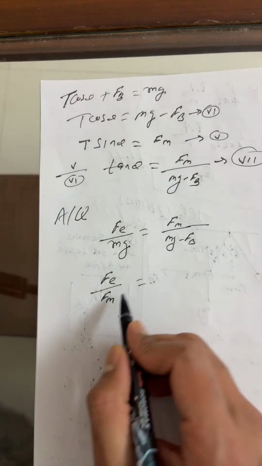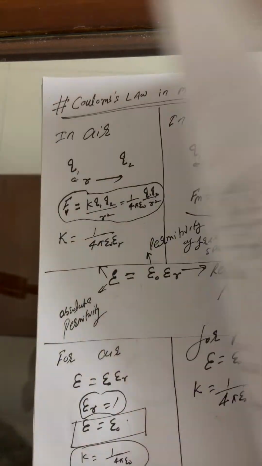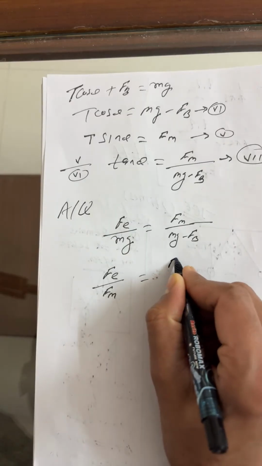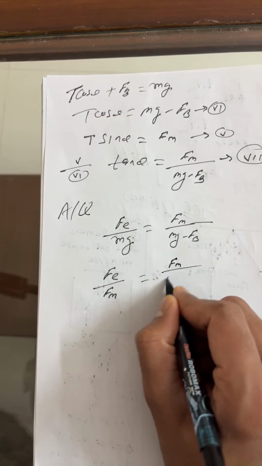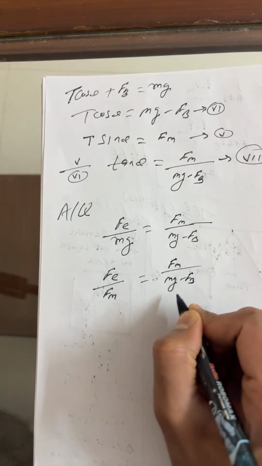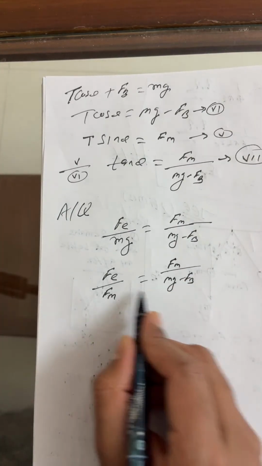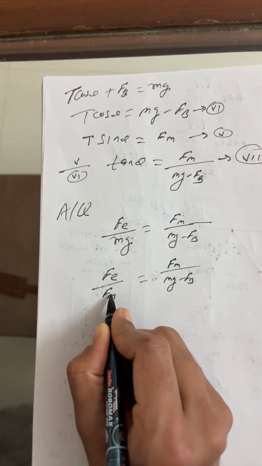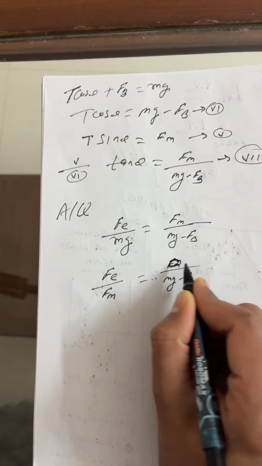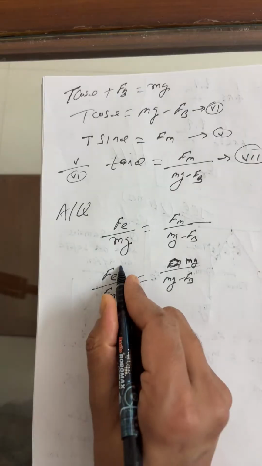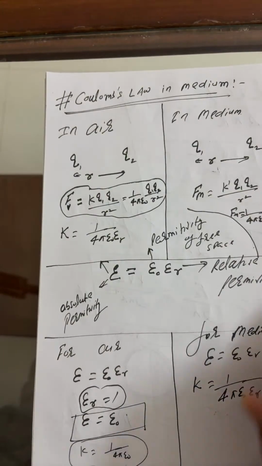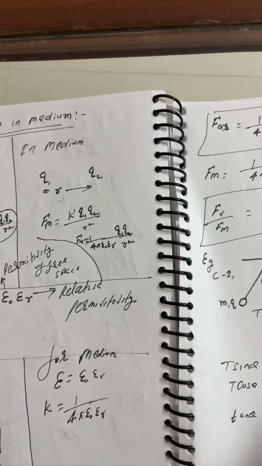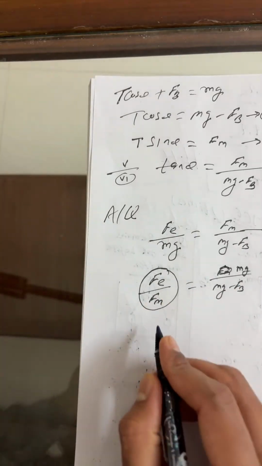Okay, now Fe by Fm. What can you see? This is Fe by mg, and this is Fm upon (mg minus Fb). Do one thing here: Fe upon Fm is equal to epsilon r. This result I just now proved. Fe by Fm is what? Epsilon r.